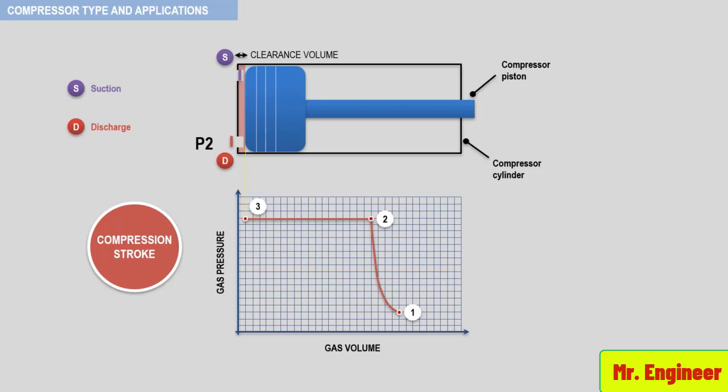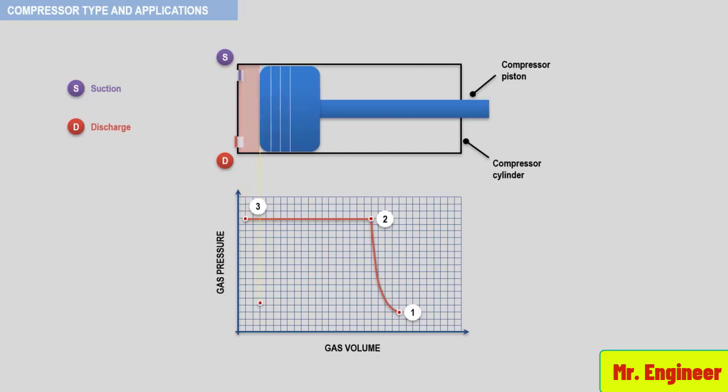Next in the cycle, the piston reverses direction and starts the expansion portion of the cycle. Path 3-4 shows this portion of the cycle. Here, the gas trapped in the clearance volume is re-expanded to the intake pressure P1. Note that the discharge valve has closed and the intake valve is still closed. At point 4, the expansion is complete and the intake valve starts to open.